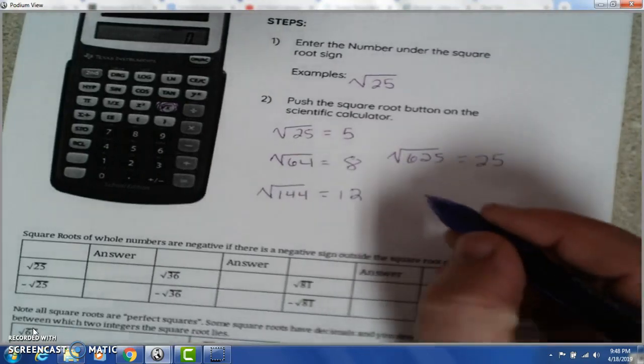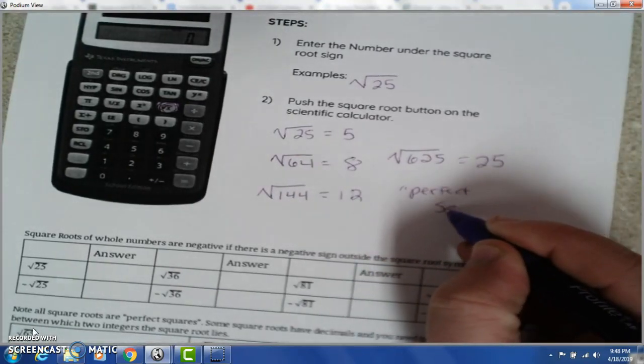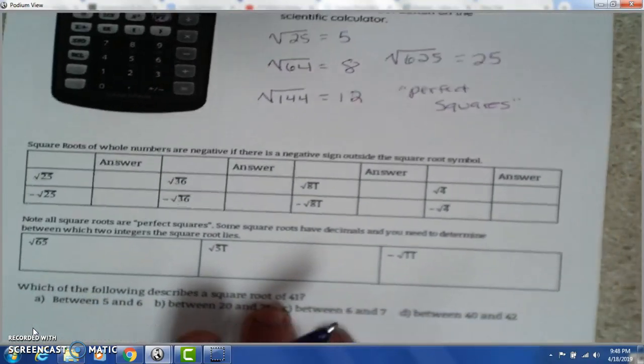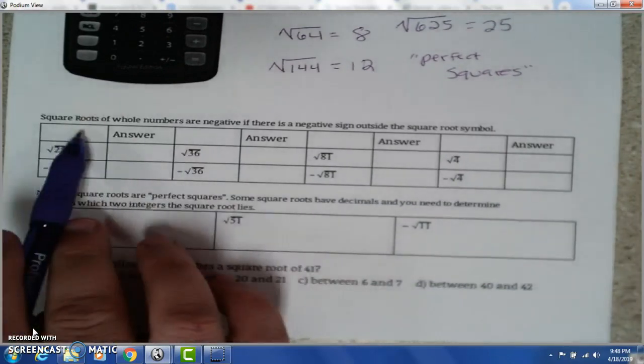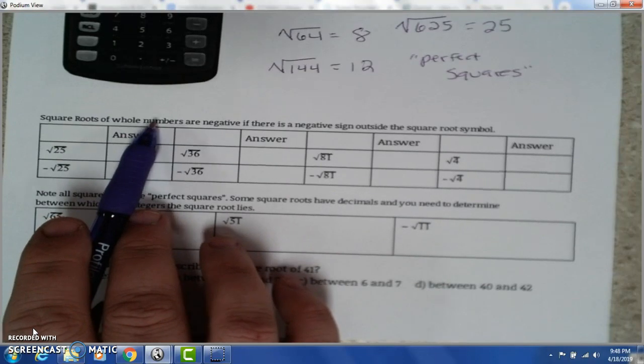Those are all very clean square roots. These are all called perfect squares because they don't have decimals. They're just a solid whole number, a natural number.